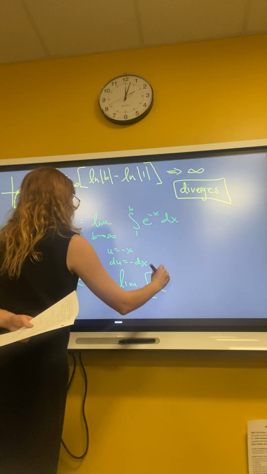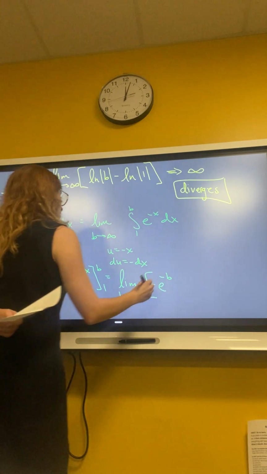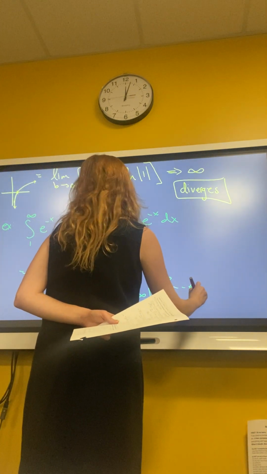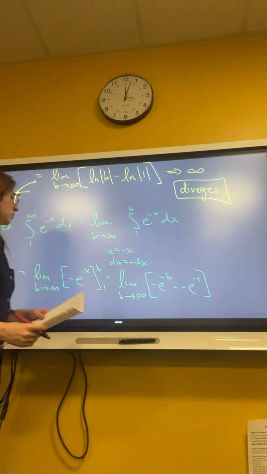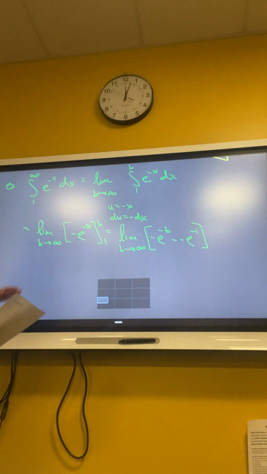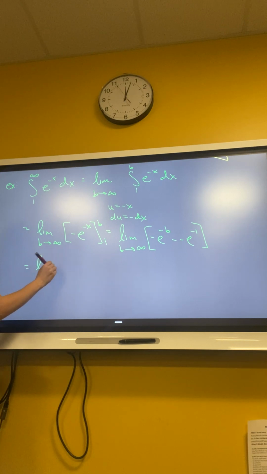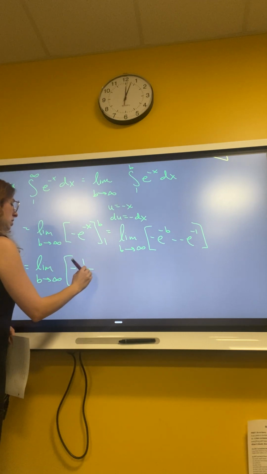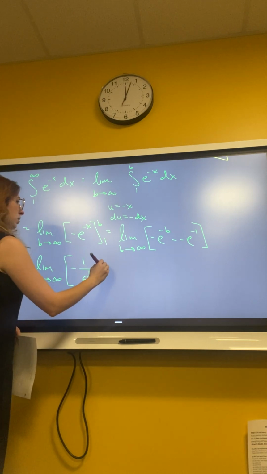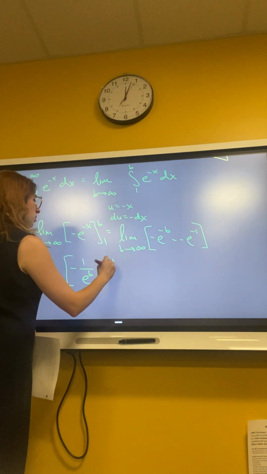Negative e to negative b minus negative e to negative 1. Okay, I'm going to rewrite this because I don't like having those negative exponents. So I'm going to rewrite this as the limit as b approaches infinity of negative 1 over e to the b plus 1 over e.